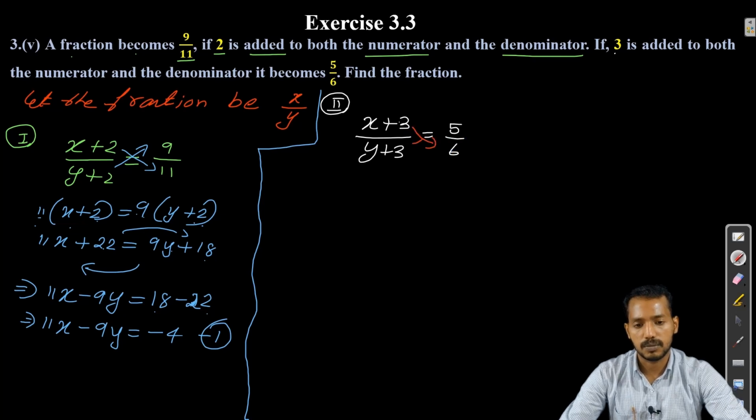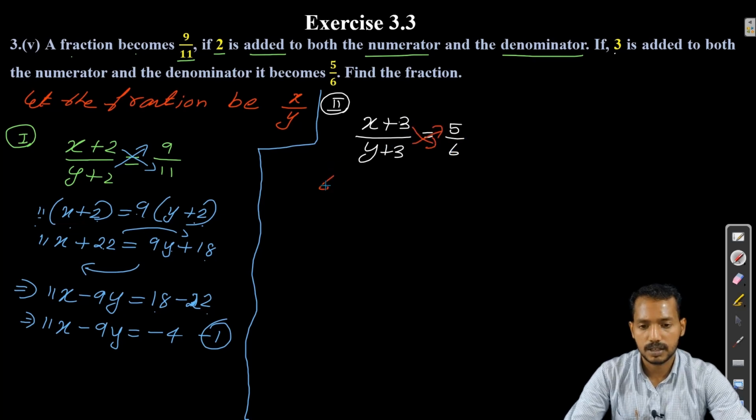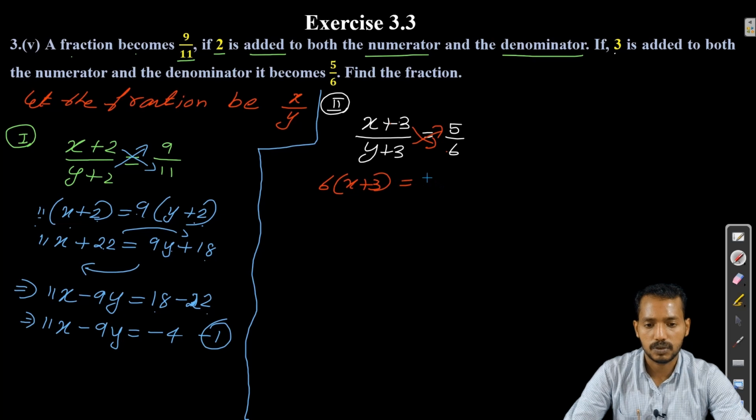Then again cross multiply. We will get 6 into x plus 3, which is equal to 5 into y plus 3. Simplified, 6x plus 6 into 3 is 18, which is equal to 5y plus 5 into 3, 15. Now bring this 5y to the left side and plus 18 to the right side.